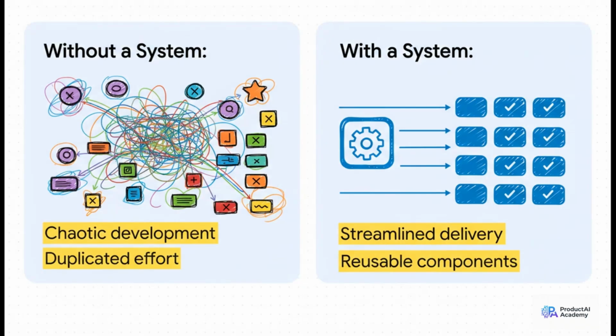And this slide just illustrates the before and after so perfectly. On the left, you've got the chaos that, let's be honest, many of us know all too well. Reinventing the wheel on every project, which just leads to a messy, fragmented user experience. And on the right, that's the goal, a streamlined workflow where consistency isn't an afterthought, it's the default.